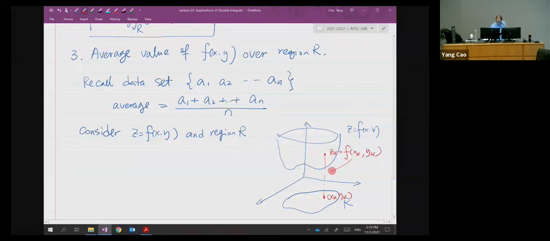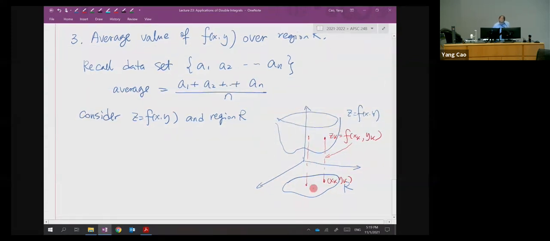Or this refers to what? It refers to the height, right? From this point on the surface to the location (xk, yk) within region R. So this is like a height over here. And then you can try another location. You do exactly the same thing, and you will get another height, or another value of function f at that location. So basically, there are so many different points within the region R.